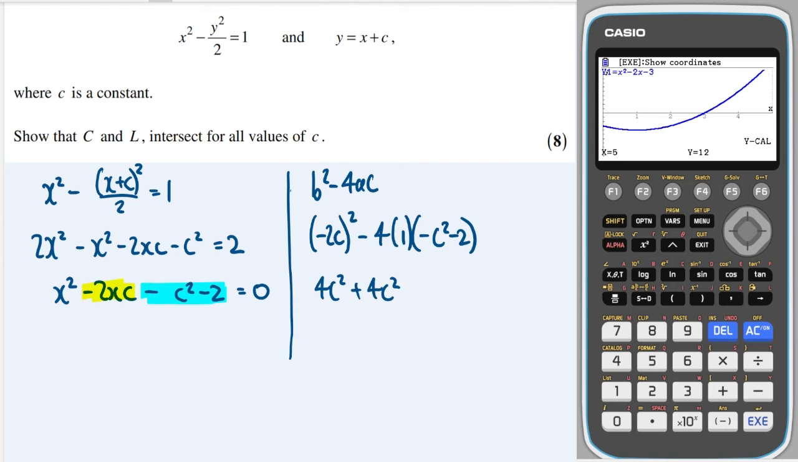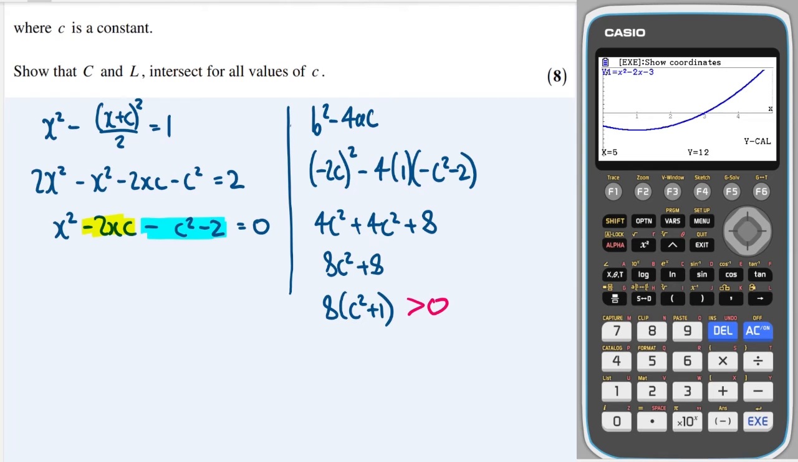And we're going to get minus 4 times minus 2 is plus 8. So we're going to get a total of 8c squared plus 8, which can be written as 8 times c squared plus 1. Now this is greater than 0. It can't even be equal to 0. This is greater than 0 for all c.